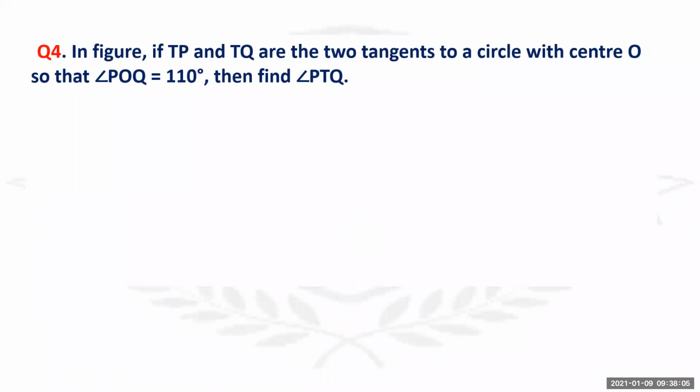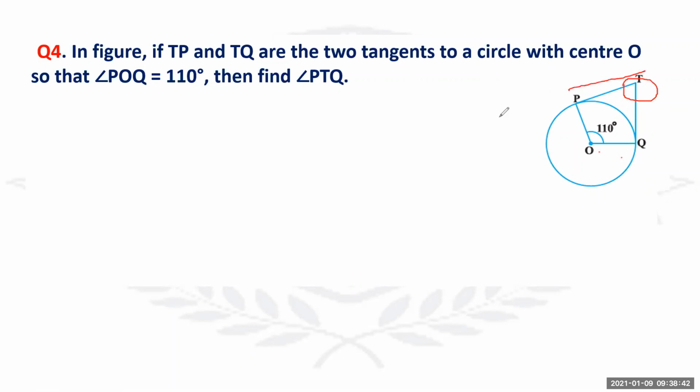Now in the figure, if TP and TQ are the two tangents to the circle with center O, so that angle POQ is 110, then find angle PTQ. Check, one angle is given to you as 110. You have to find this value PTQ. This question is going to come for 2 marks in your exams. Understand? Check, very easy questions. Now if you just look at the figure, you should get your answer. Is anything clicking to your mind?